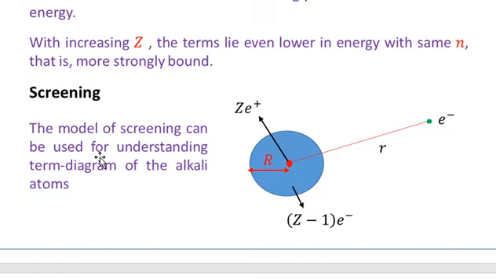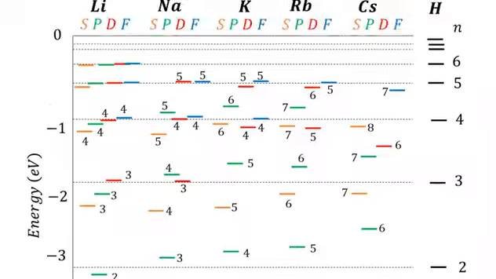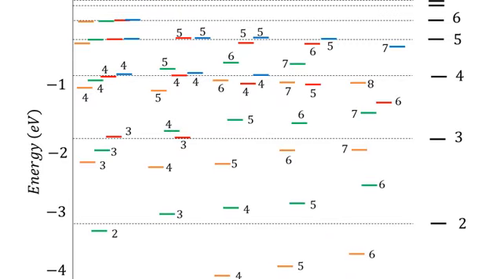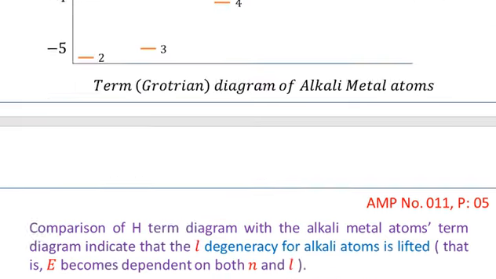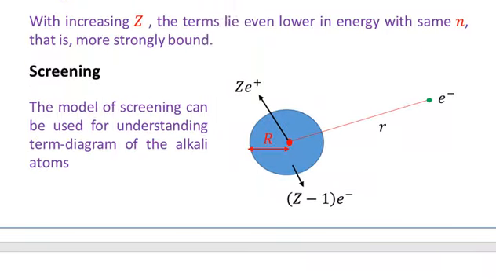The model of screening can be used for understanding the term diagram of the alkali atom. So the term diagram that we have presented for the alkali metal atoms, that is this diagram, the splitting of the orbital degeneracy can be explained using the effect of screening.